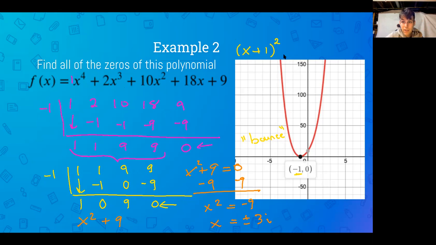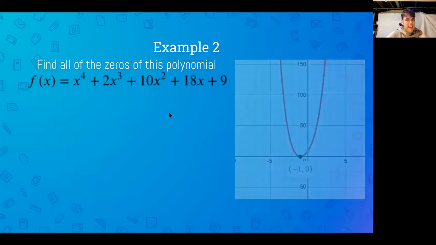And my other linear factors would be x plus 3i, x minus 3i. So I have 4 linear factors now. This one showing up twice, and these ones showing up once, for a total of 4. Cool. And those are all of our zeros, right? Our zeros are -1, -1, 3i, -3i. Those are all 4 zeros for this polynomial.